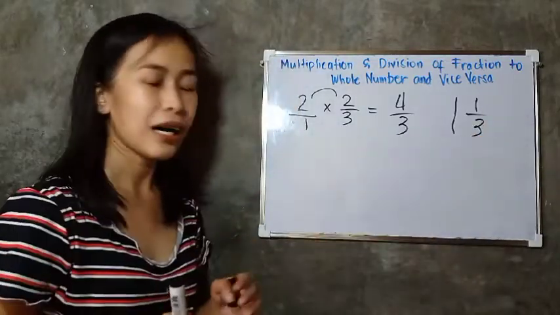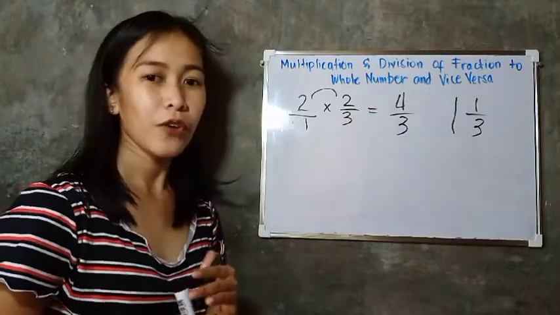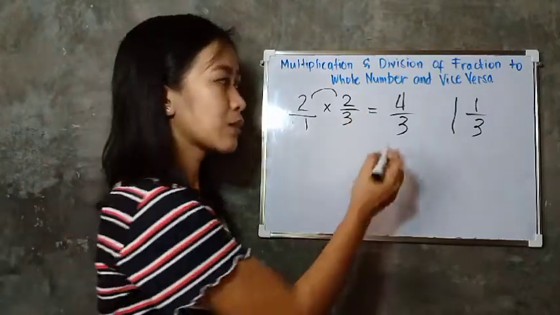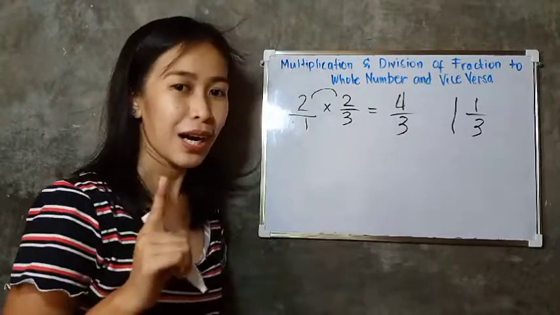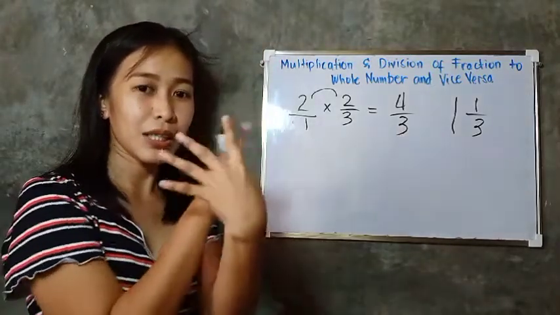Copy lang yung denominator natin. When you are going to divide 4 and 3, of course, ilan bang 3 meron sa 4? Siyempre, isa lang, di ba? And 1 times 3 is 3, right? And then, we have 4. So, meron pang isang natira.